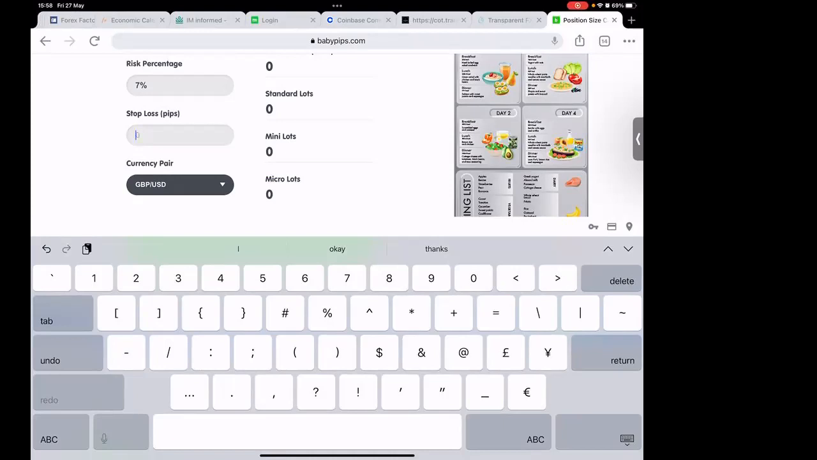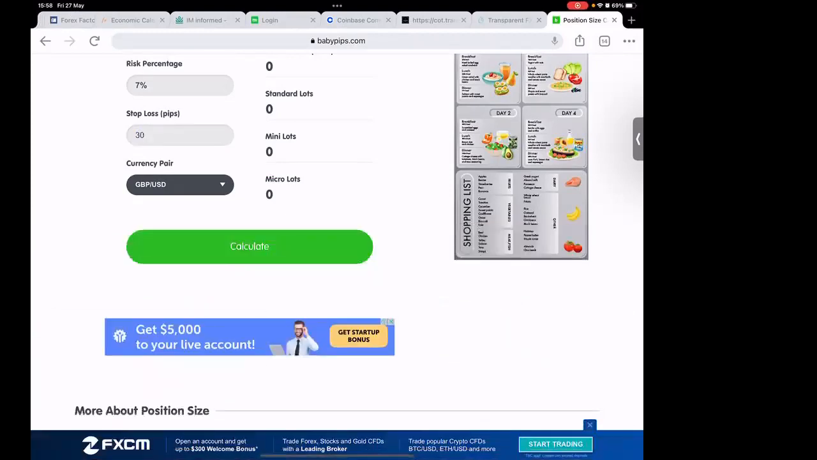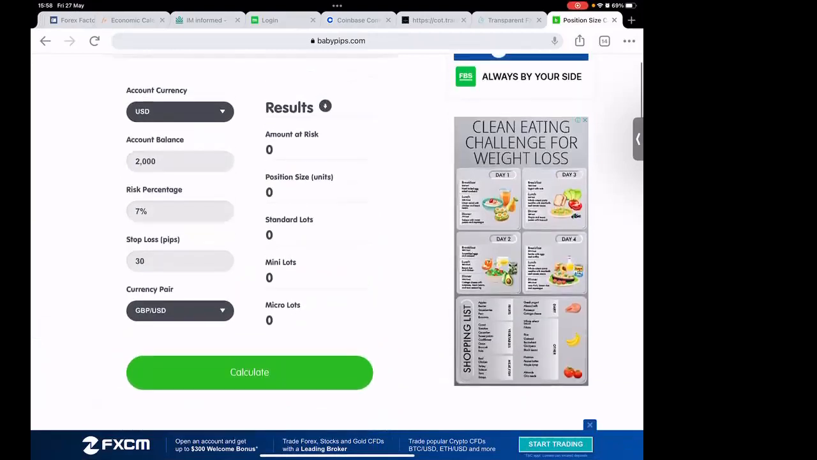So stick with me very quickly. Like I said, 30 pips drawdown, and I click calculate. So simple. Calculate. And immediately we have seen the amount at risk is $140, meaning 7% of our $2,000 is $140, meaning the highest we can lose on any trade using our stop loss is $140.